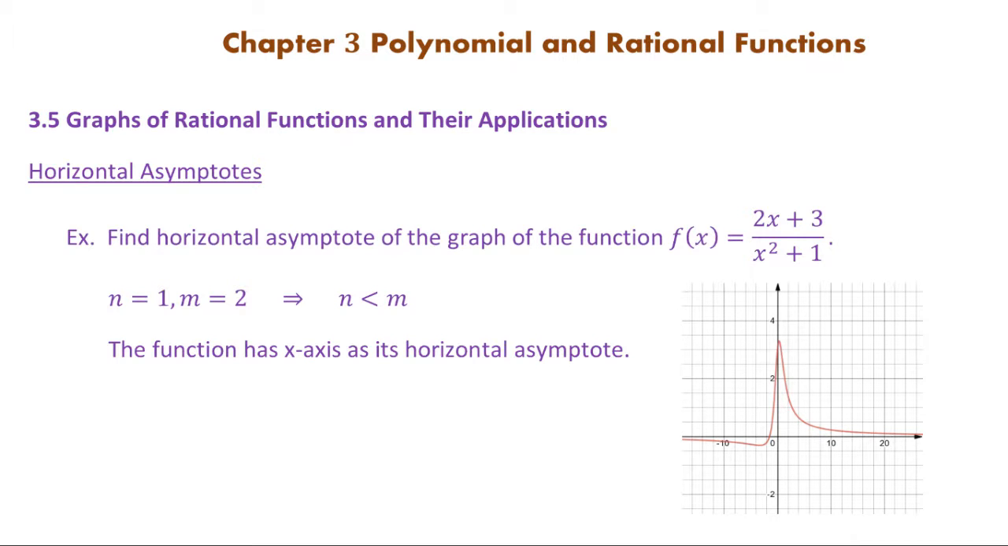What is the highest term in the denominator? x squared. So m equal to 2. That's the highest exponent at the bottom. So n equal to 1, m equal to 2, so n less than m. According to the rule, the x-axis is the horizontal asymptote when n is less than m. That's what it says in the theorem on the last page.